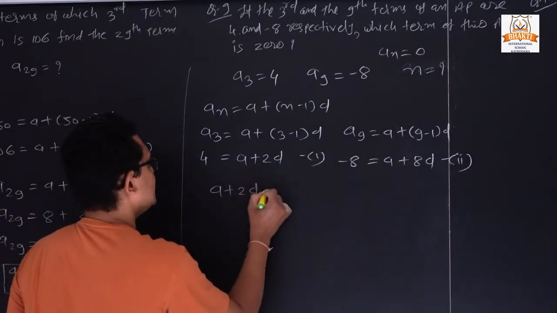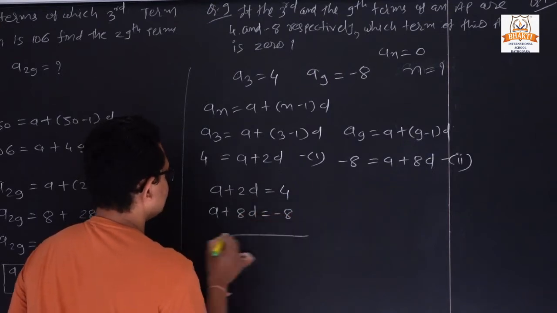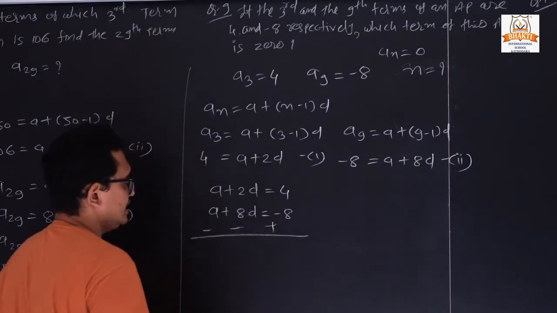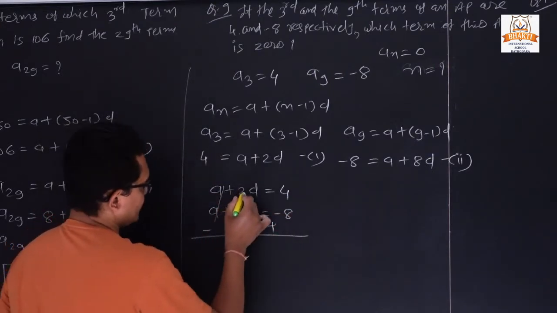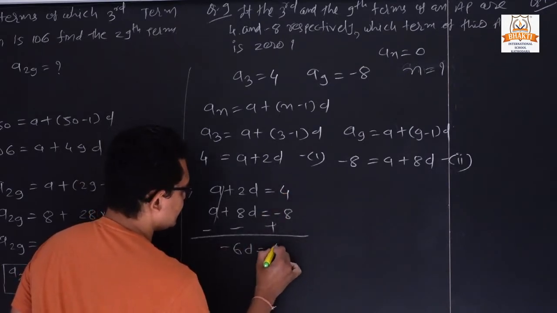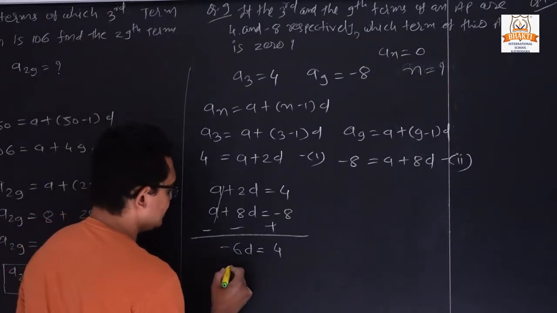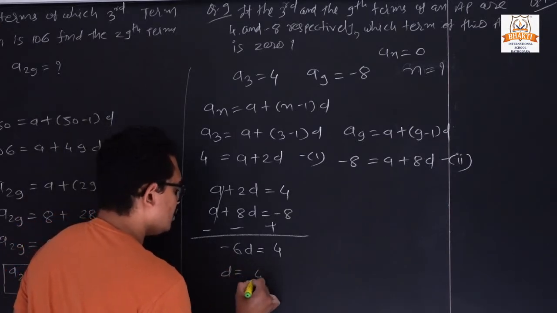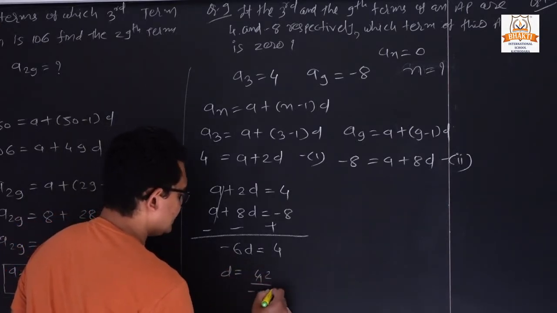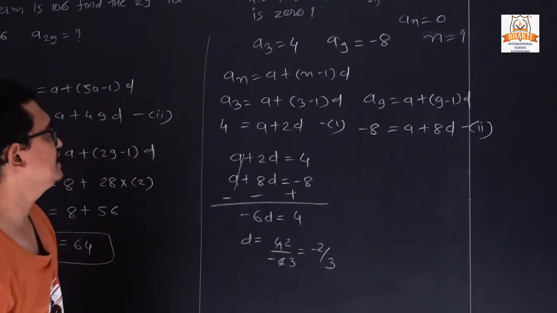A plus 2D is equal to 4 and A plus 8D is equal to minus 8. So we change all the signs. Both A terms are cut. 2 minus 8 is minus 6D. 8 minus 4, so it is 4 plus 4. So D is equal to 4 upon minus 6, so 2s are and 3s are. So what is the difference? Minus 2 by 3.